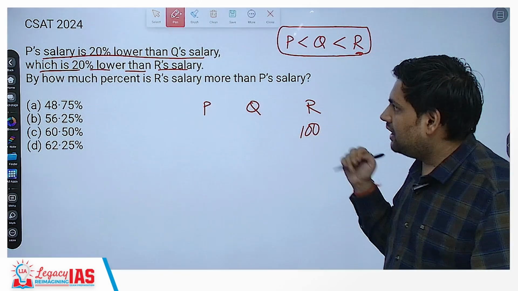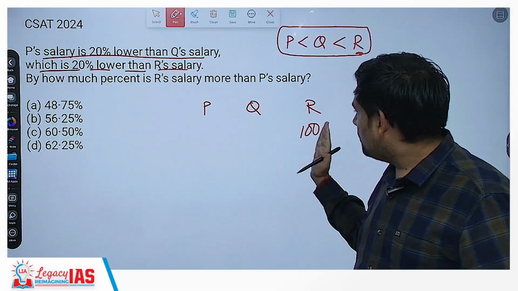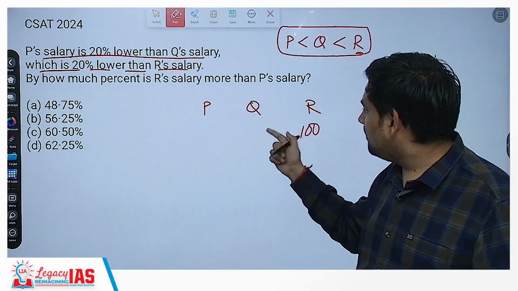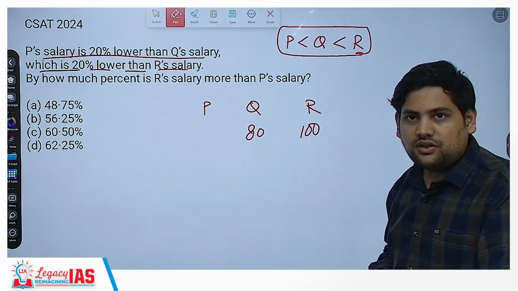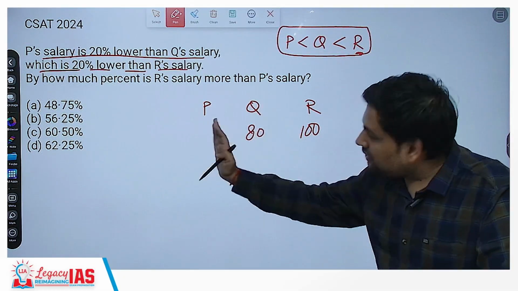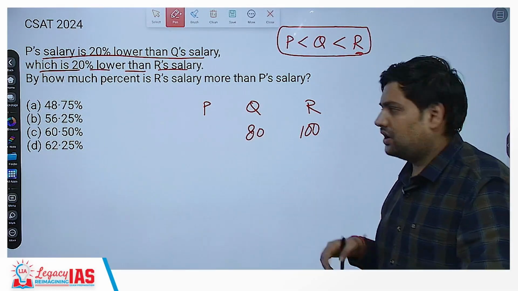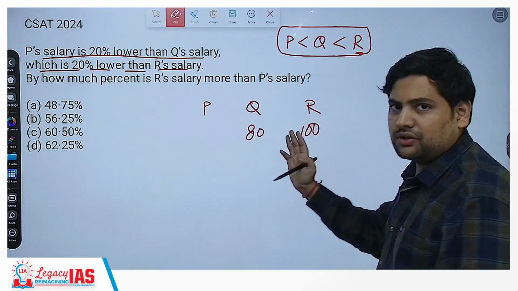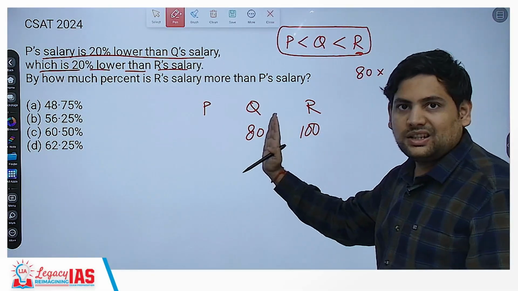Now if R is 100, what is Q? Q is 20% lower than R's salary, so 20% lower than 100, that means 80. So Q will be 80. Now if Q is 80, P is again 20% lower than Q's salary, correct? Again 20% lower. How will you make it? 80 into, you decrease this by 20%.